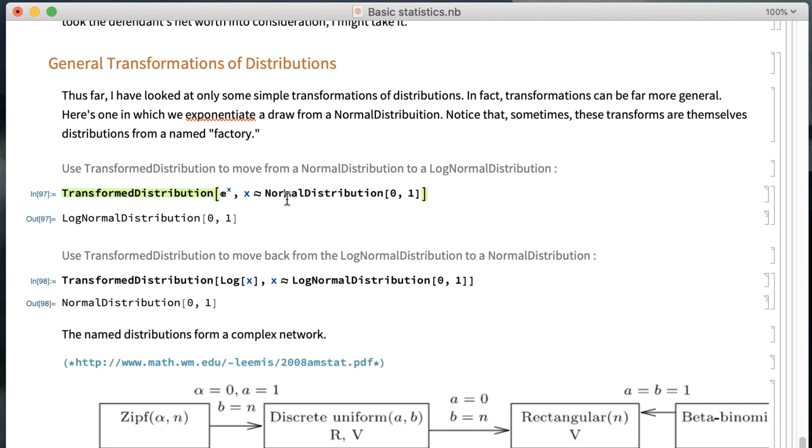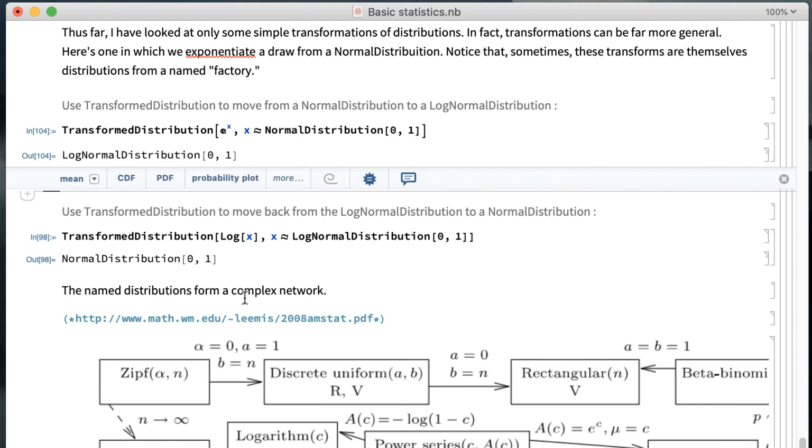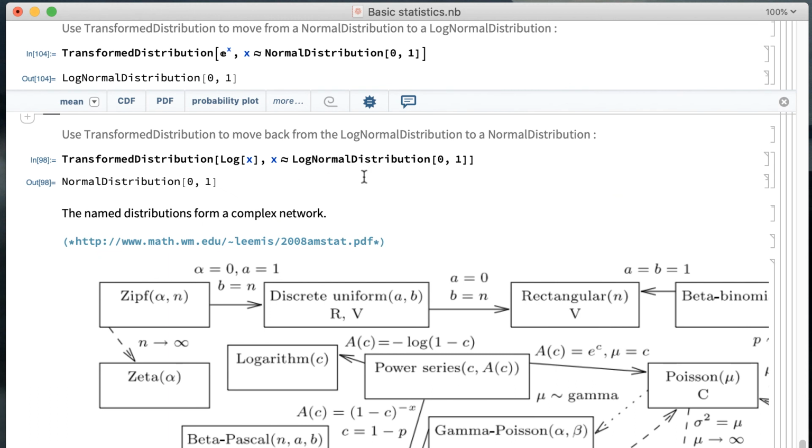And so if we do that, we actually get a named distribution. That is the log normal distribution. That's, in a sense, the definition of the log normal distribution. It is the transformation by e to the x of the draw x from a normal distribution with mean of 0 and standard deviation of 1. And by the way, you can reverse it out. If you take the log transformation of the log normal distribution, you get back the normal distribution.